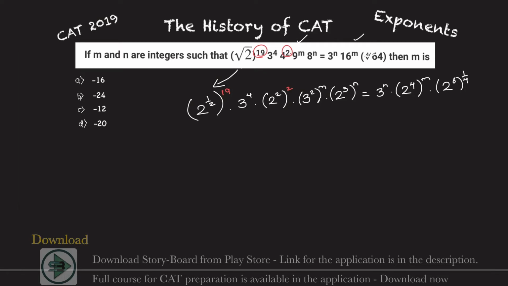So how can I write this now? 2 raised to 19 by 2. And what will I do next? Let's just combine all the 2's right now. 2 raised to 19 by 2 plus 4. As you know, a raised to m into a raised to n is equal to a raised to m plus n. That's what I'm doing here. So this is 2 raised to 19 by 2, this is 2 raised to 4, so 19 by 2 plus 4.